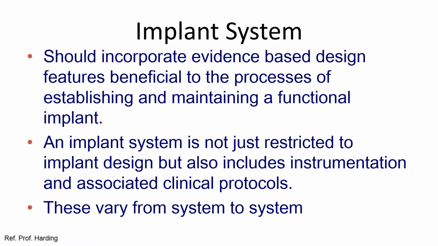Now, when we look at an implant system, often dentists confuse an implant system with an implant. An implant is the part that goes into bone, it's the fixture, it's not a system. A system is everything that supports the implant, starting from the design of the implant, to the prosthetic protocols, to the instrumentation that's used to place the implant, to the way in which it's loaded. It covers a myriad of different things. An implant system is, as I said, very different to an implant, which is just a unit.